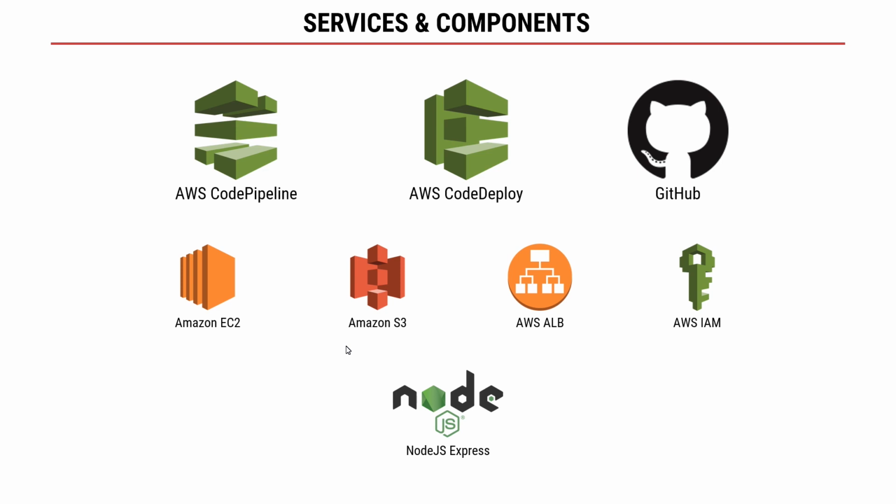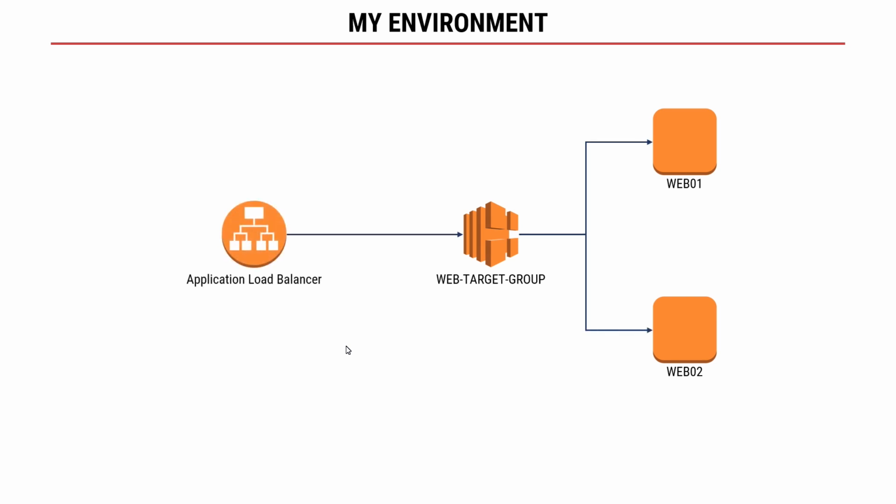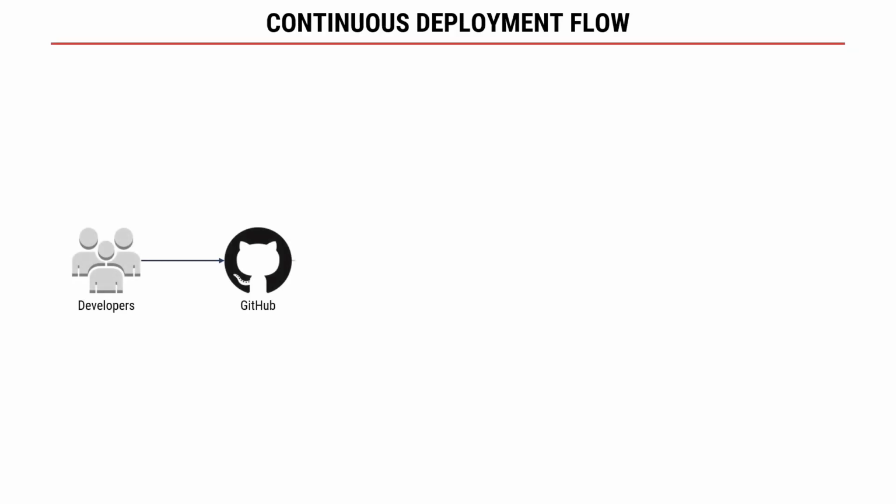Let me show you my current environment first. I have two EC2 instances, which will be my web servers running Node.js Express application. Next, I have a load balancer target group, which will send traffic to my EC2 instances in round robin mode. And I also have an application load balancer, which will be internet facing. You're free to have an internal one if you wish. And the ALB will be sending the traffic to target group, which will in turn send the request to my backend EC2 instances.